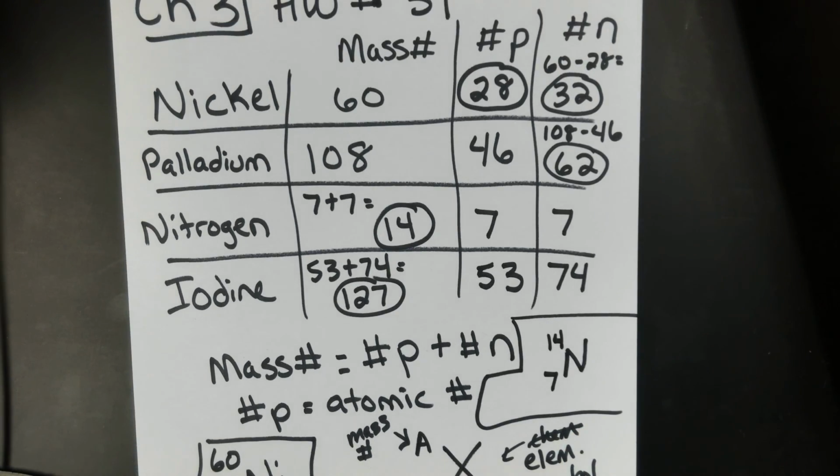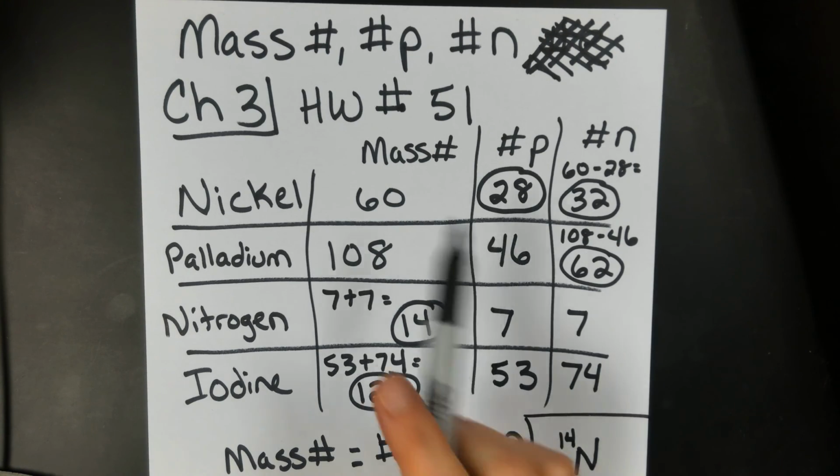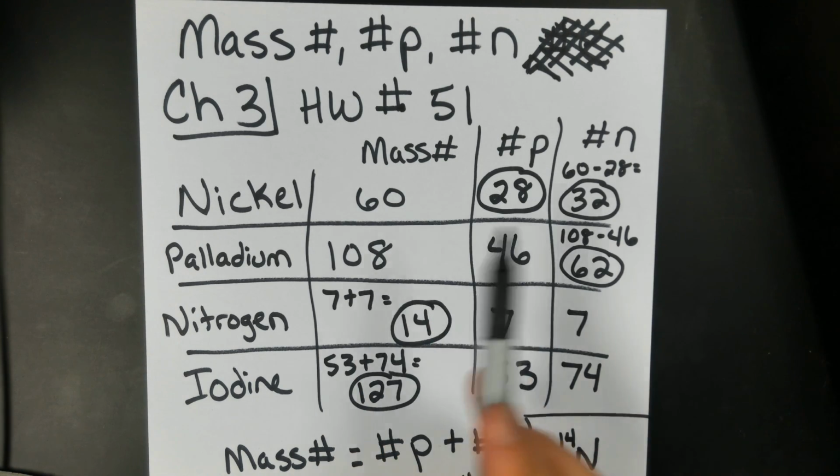All right guys, I hope that helped. That's how we tie in mass numbers, protons, and neutrons to represent different isotopes.